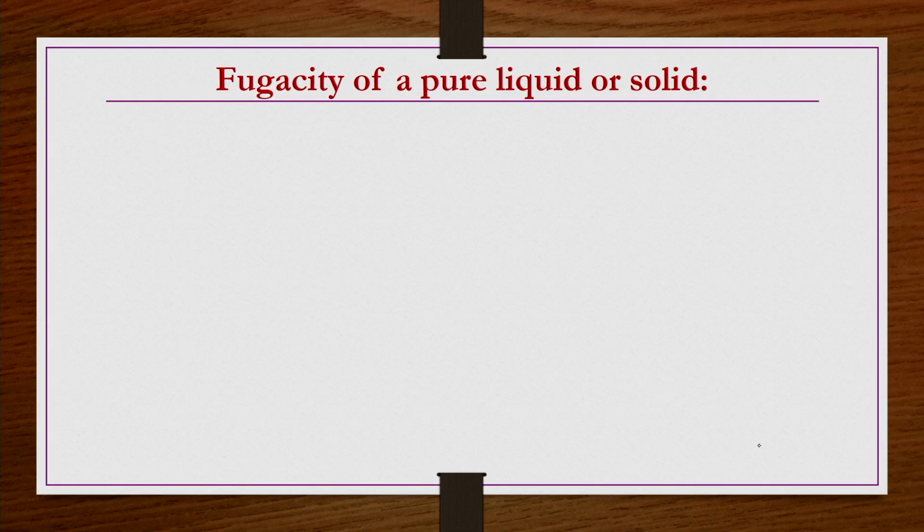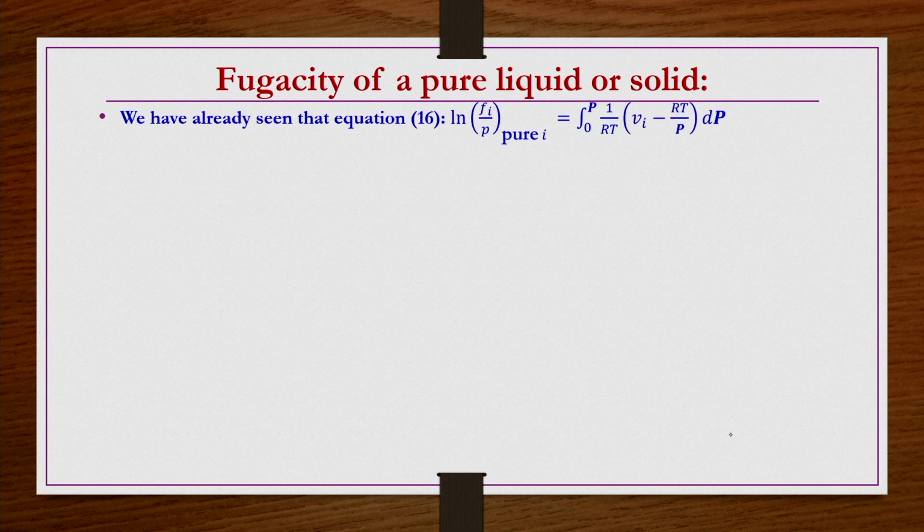But however, before going to the pressure explicit form, we have to make use of this equation for a pure solid or liquid phase, a pure condensed phase. Now, how do we find the fugacity of a pure liquid or solid or a condensed phase? That is what we are going to see now. We have already seen that ln Fi by P pure i is nothing but integral 0 to P of 1 by RT, Vi minus RT by P dP for a pure component.